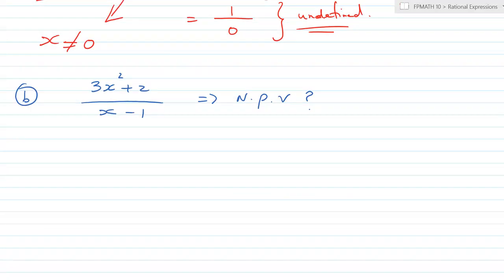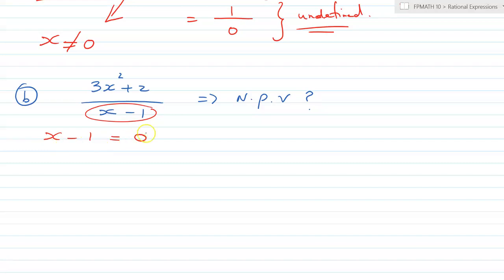Okay, what is the NPV for the new expression? 3x squared plus 2 divided by x minus 1. To find the NPV, you're only going to focus on the denominator, and you're solving for x. So you're solving for the variable to find out what the variable cannot be. So x minus 1, we know the denominator cannot be 0, so set x minus 1 equal to 0 so we can find what x is, and then we exclude that.